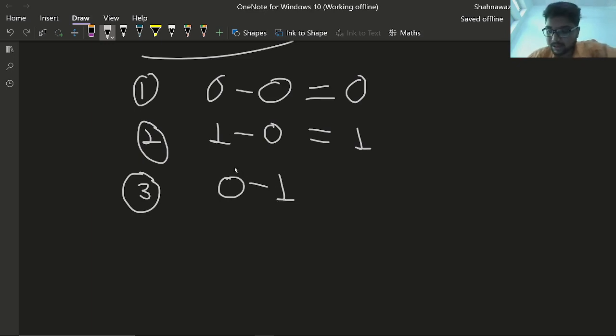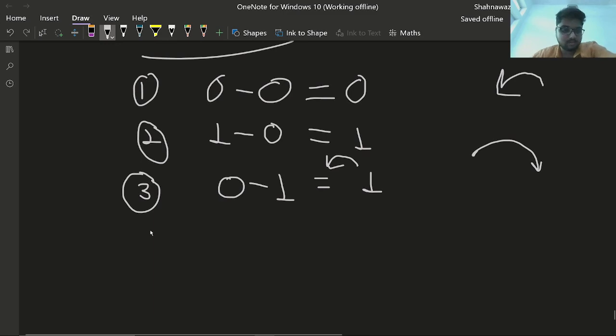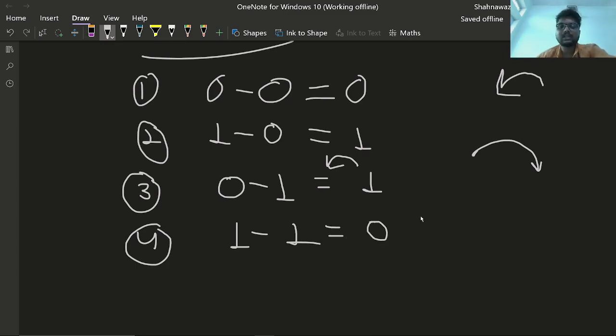Then the third rule: when we have to subtract 1 from 0, that is 0 minus 1, we will get 1 here, but we have to borrow from the next level. That means we have to borrow from the left bit. Like in addition we carry over 1, in subtraction we have to borrow 1. I will show you in the question segment. Then the next: 1 minus 1 simply gives 0 as a result, and no carry or borrow.